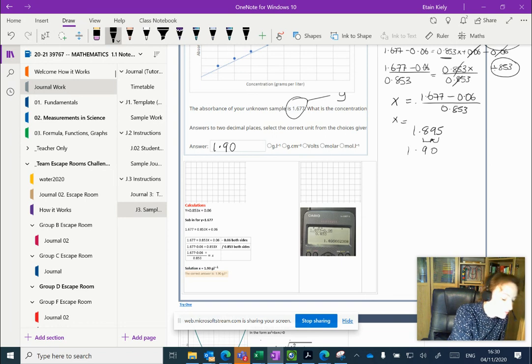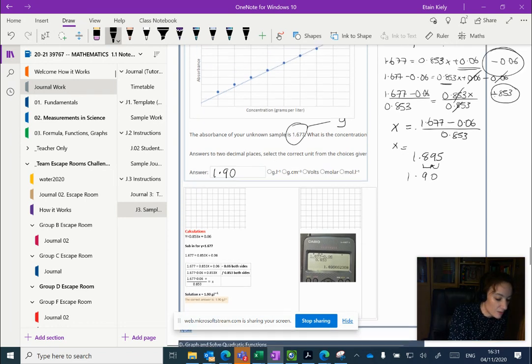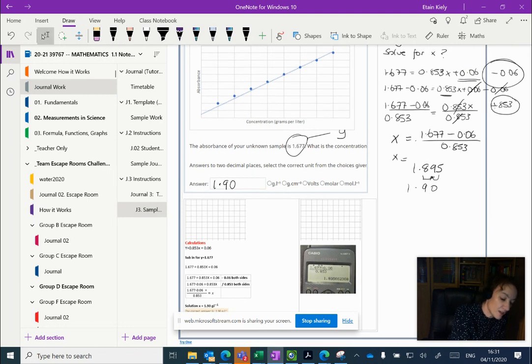So that's the first bit. We've solved for our unknown. We know what the answer concentration is now because we had the equation of the line, which means it governs, we can make predictions for things. This equation will allow us to do that. The next thing is asking you, what are the units for this? And you very simply go to the x-axis and read off the units. So this is grams per liter, which means you're going to tick this one, which is grams per liter.